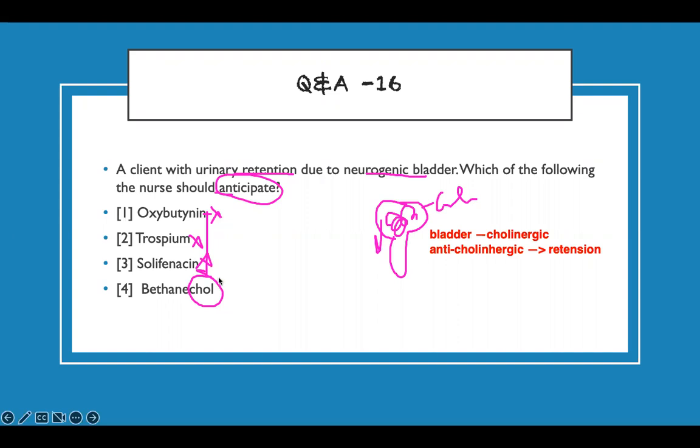They stop contraction. And so when you give these to the patient, it's going to worsen it. I want the bladder to contract. So I'm looking for the ones ending in call. Anything that has call at the end is my guy, and I'm picking him. It's a cholinergic. The rest are not. So that's the right answer there. The right answer is this.